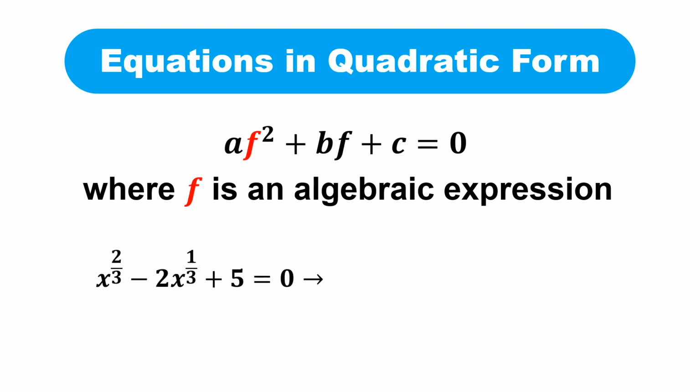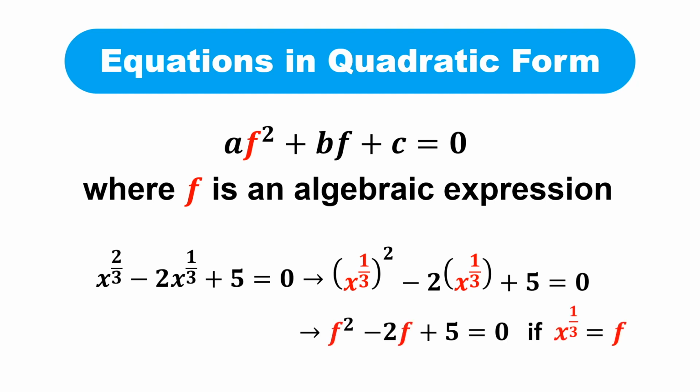Similarly, the equation x raised to 2/3 minus 2x raised to 1/3 plus 5 is equal to 0, which is equivalent to quantity x to the 1/3 squared minus 2 quantity x to the 1/3 plus 5 is equal to 0, may be transformed into f squared minus 2f plus 5 is equal to 0 if we let f be equal to x to the 1/3.